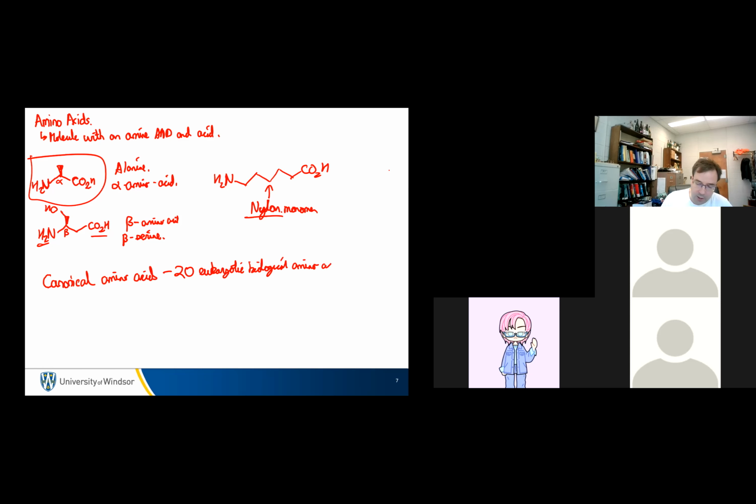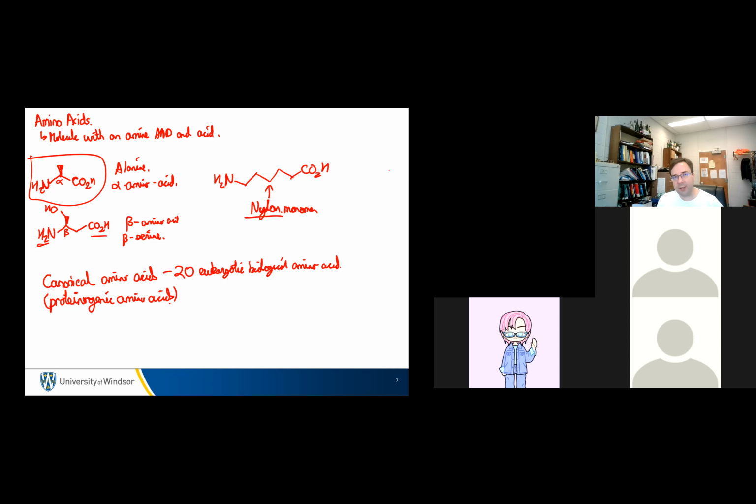To refer to the 20 eukaryotic biological amino acids. There are a few edge case ones, like ornithine, which isn't a canonical amino acid, doesn't make up our proteins. It's not a proteogenic amino acid. These are also the proteinogenic amino acids. So these are the amino acids that make up our proteins. Ornithine doesn't make up our proteins. It's a version of lysine where we remove one of the CH2s in the side chain.